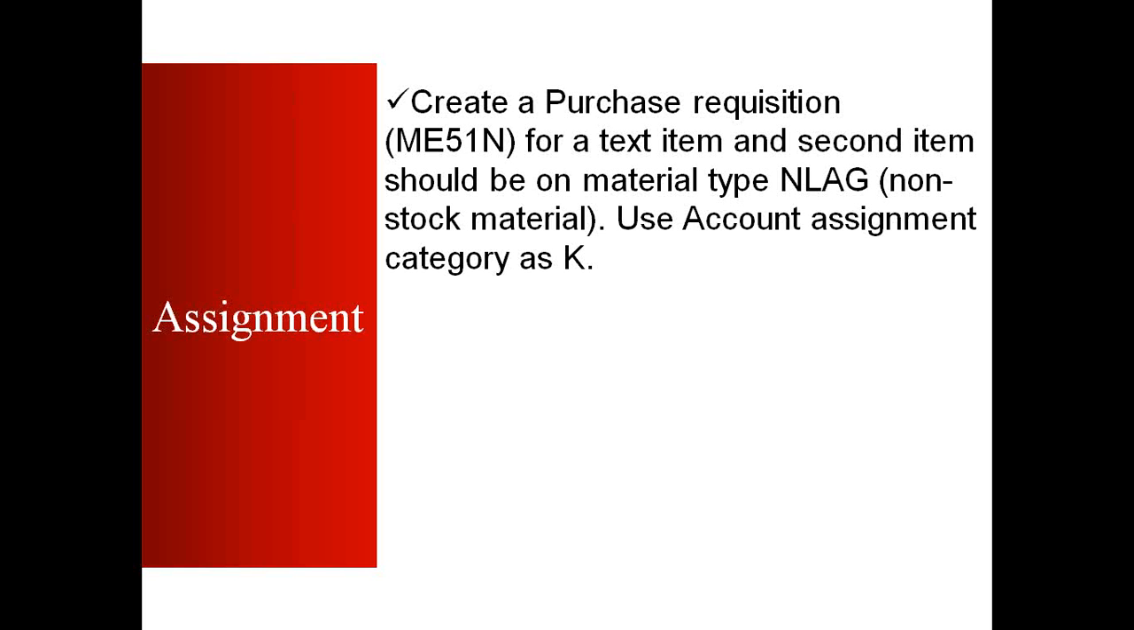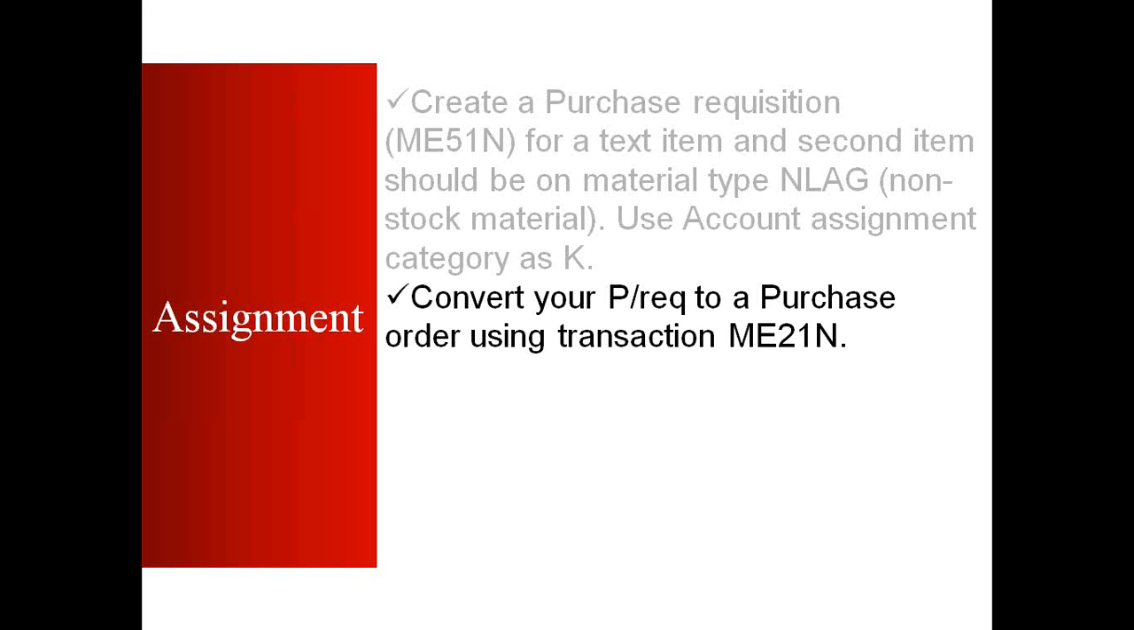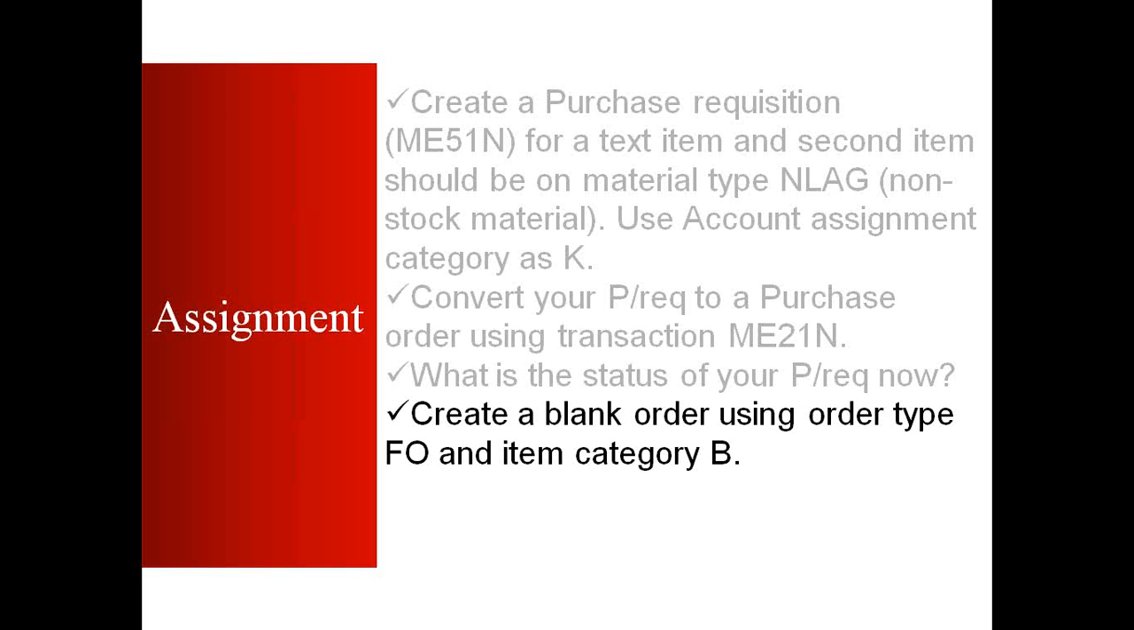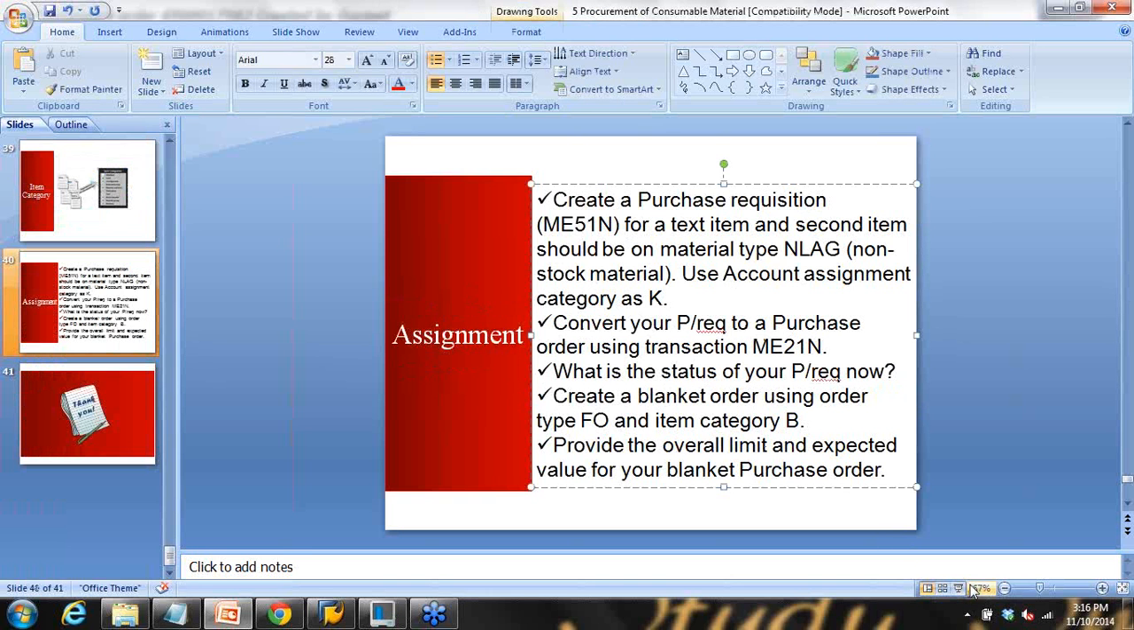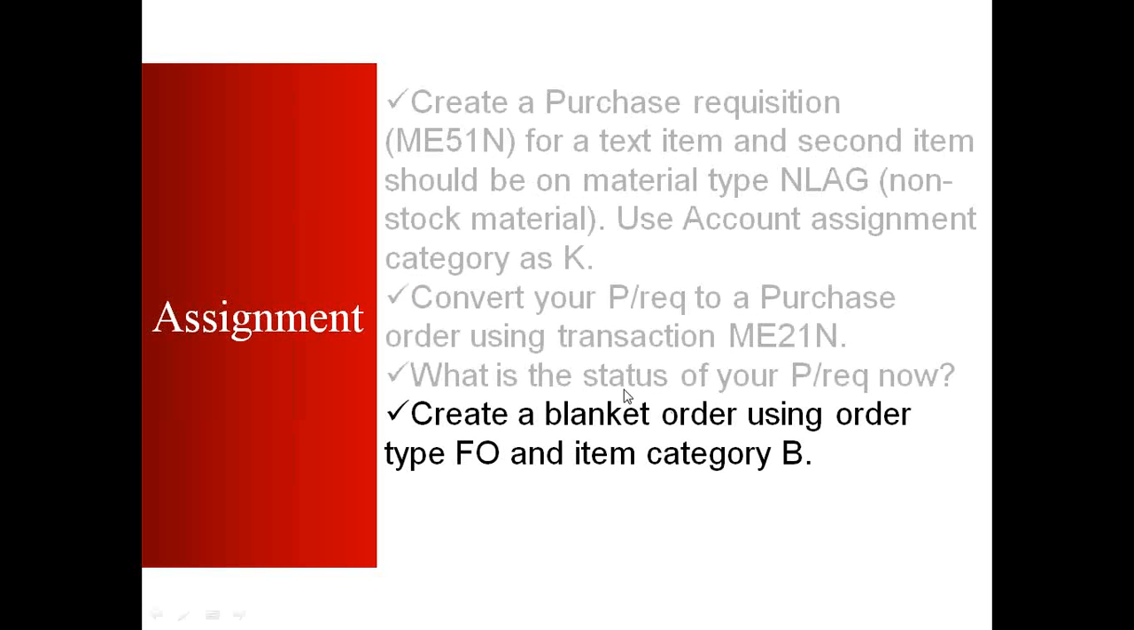Then make sure there's no error in the purchase requisition, then convert your purchase requisition to a purchase order using transaction ME21N. Now check the status of the purchase requisition. What is the status of the purchase requisition? Converted, edited, what? And also to practice, create a blanket purchase order using type FO and item category B, like I just did. Also provide the overall limit and expected value, whatever data is required or mandatory for a purchase order.